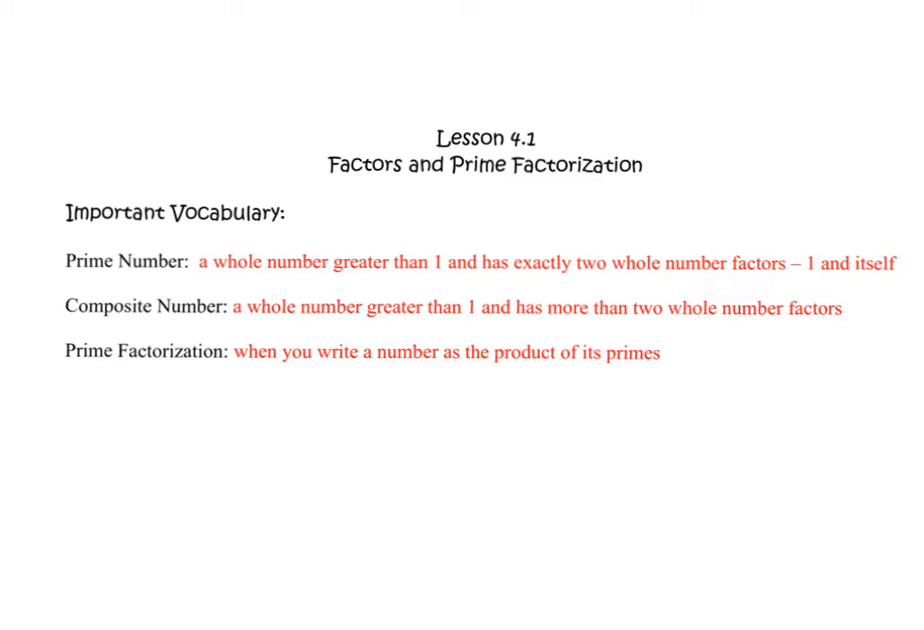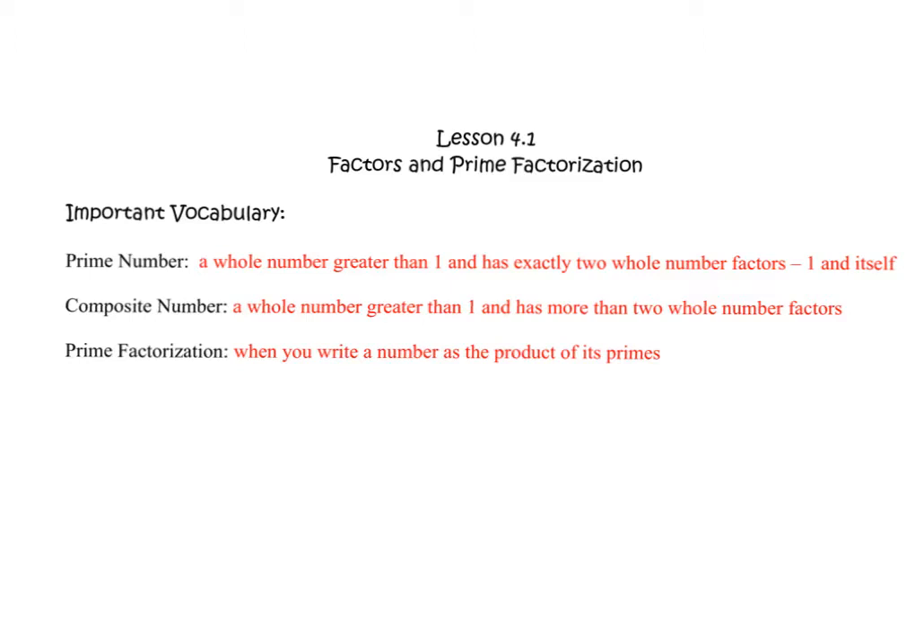Any number that is not a prime number is called a composite number, which is a whole number greater than 1 that has more than 2 factors. So if it has exactly 2 factors, it's a prime number. If it has more than 2 factors, it's called a composite number.